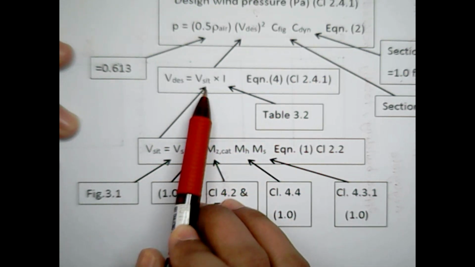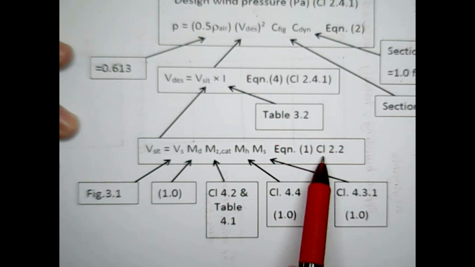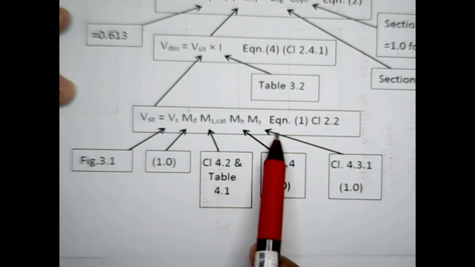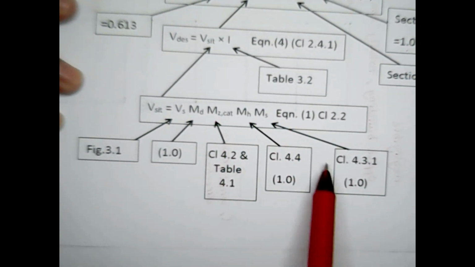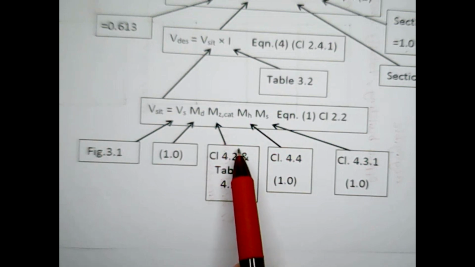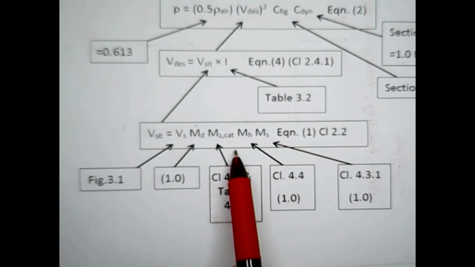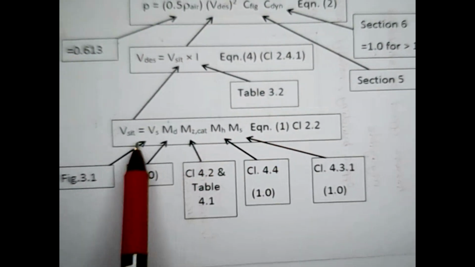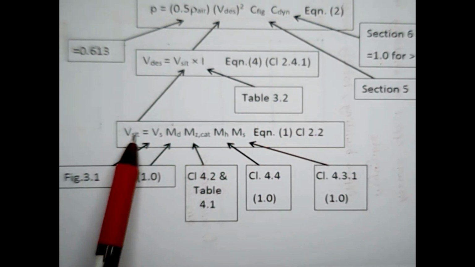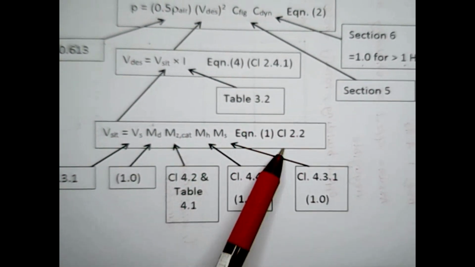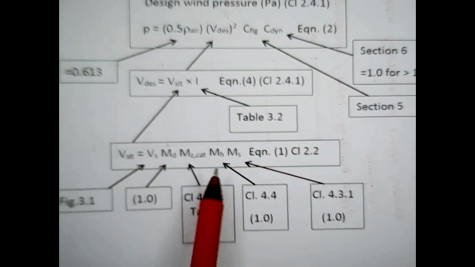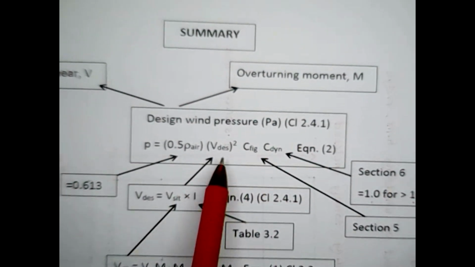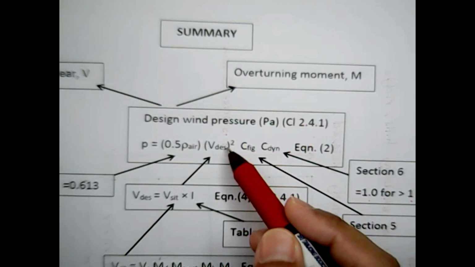The site wind speed is taken from clause 2.2, and to get this, there are a lot more parameters that you need to consider, as given in this parameter. So the easiest way for you to determine the design wind pressure is by calculating backward, meaning that you need to calculate this first. To calculate this, you need to find all these parameters. When you get all these parameters, insert them into these equations. Once you get these equations, you include it in this. So this one will be settled.